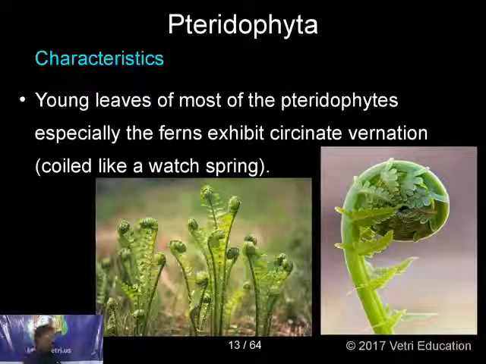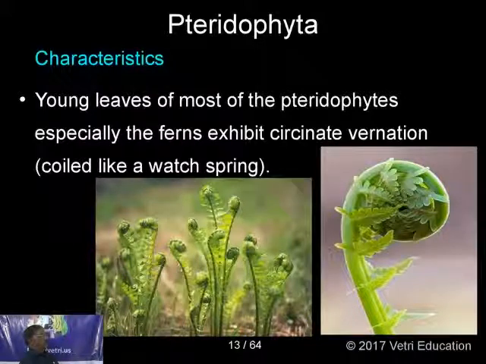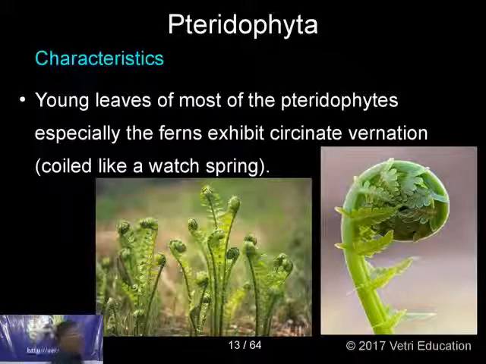A very interesting thing is that the young leaves of most of the pteridophytes, especially the ferns, exhibit a circinate vernation. Vernation is a technical term, the arrangement of the leaves in the young or bud condition. Perhaps you might know venation, which means arrangement of the veins in the lamina. Here it is vernation, and you see it looks like a clock spring, twisting of these leaves. This is known as circinate vernation, one of the characteristic features of the ferns.